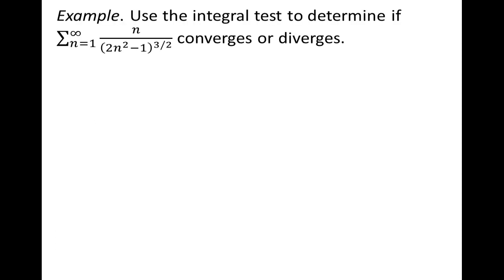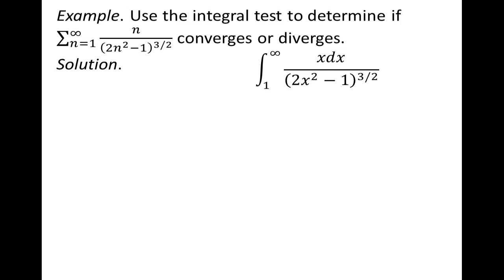Let's see this thing in action. We're going to use the integral test to determine if this series, n over the quantity 2n squared minus 1 to the 3 halves, converges. The one thing that we need to have is that our function needs to be decreasing. Our function, if you graph x over 2x squared minus 1, it's decreasing. And notice, how did I get x over this quantity? I just replaced all the n's in my series by x's.